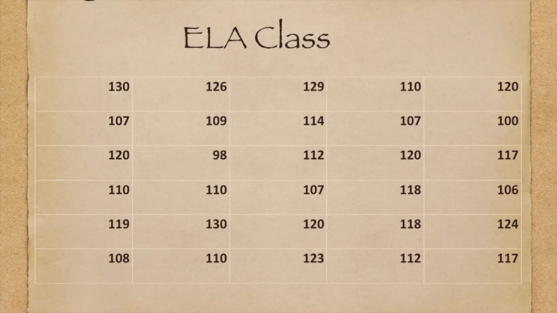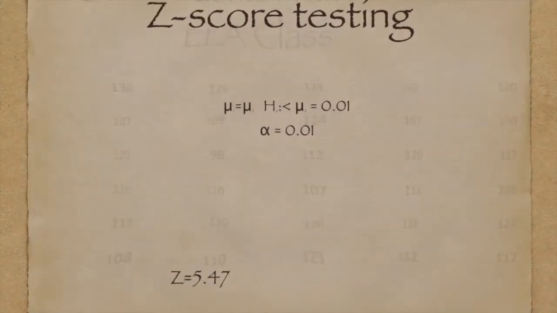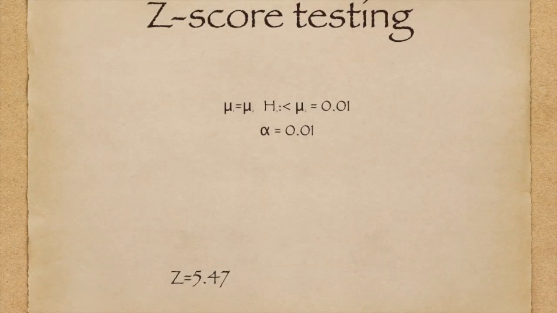Let's look at an example. Here we have the IQ of students enrolled in an honors ELA class. We suspect that their IQ is higher than those of the general population. We created the H0 that the population is equal and the HA that the mean average is higher than the general population. We set an alpha level of 0.01, which means that any z-score greater than 2.58 will result in us rejecting the H0.